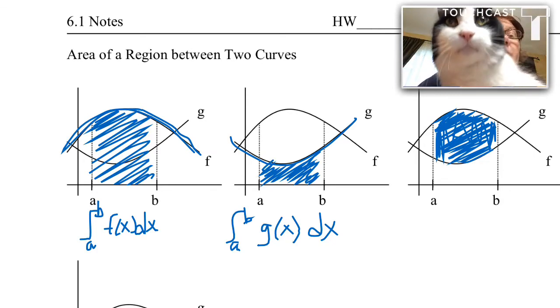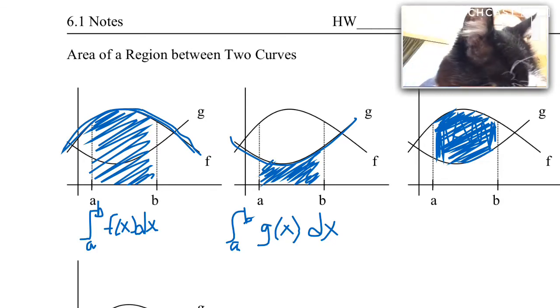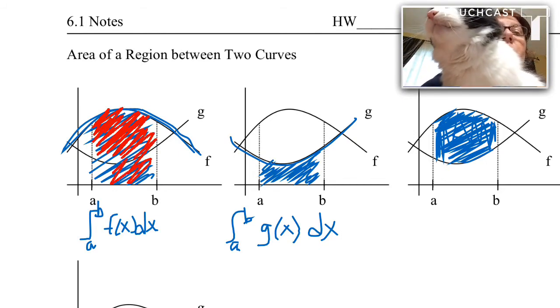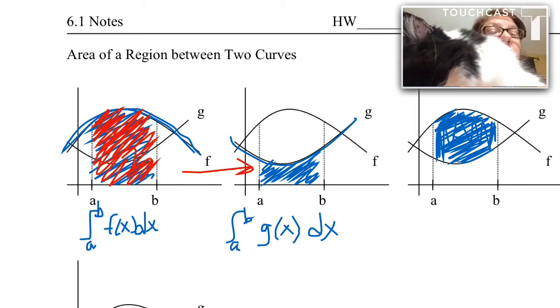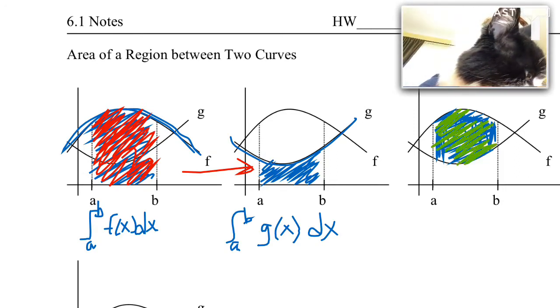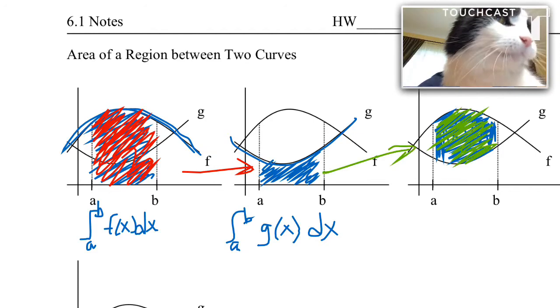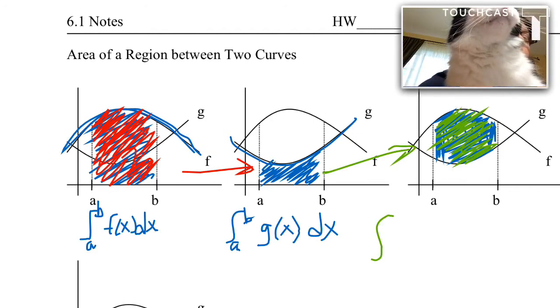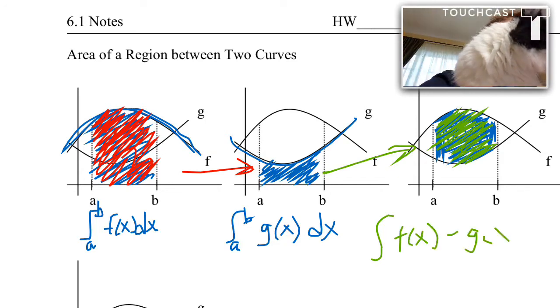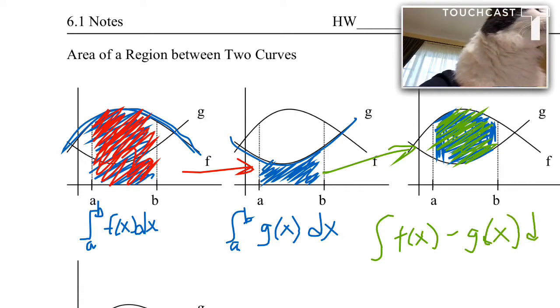You were subtracting the triangle. So of course if I made this back here red and I were to subtract this blue part, then I would be left with the stuff in green over here. So it should make sense that I would do the upper curve, which was f of x, minus the lower curve, which was g of x, and again from a to b.